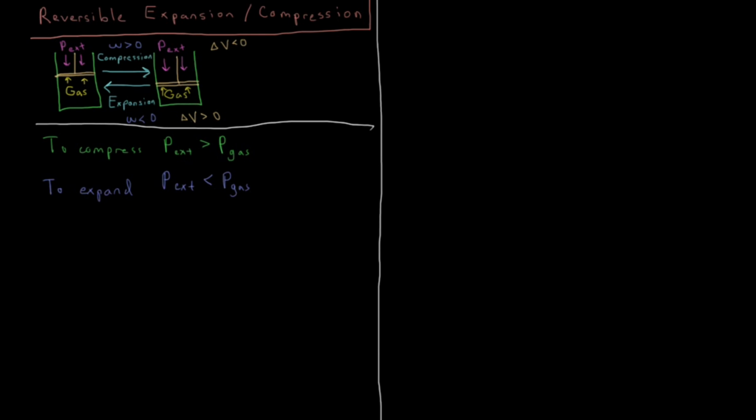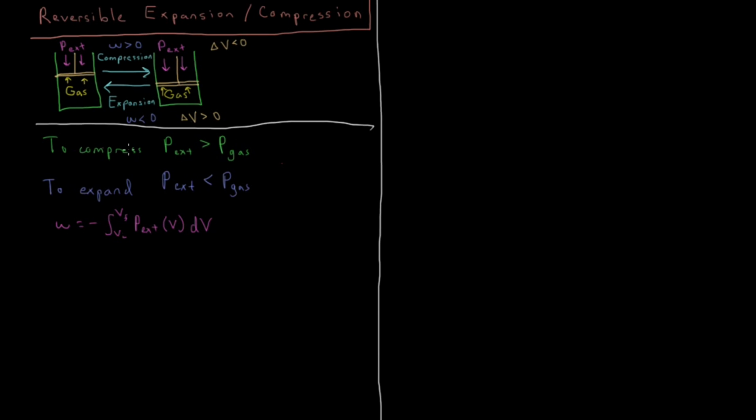Okay, so we notice that our formula for work has that work is equal to the minus integral of initial to final volume of the external pressure as a function of volume with respect to volume. So we have this external pressure there, it's P delta V. And in order to compress, it has to be greater. In order to expand, it has to be less.